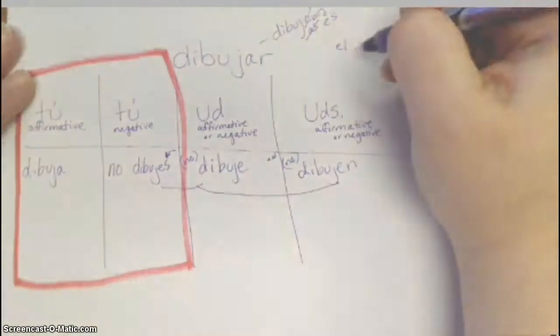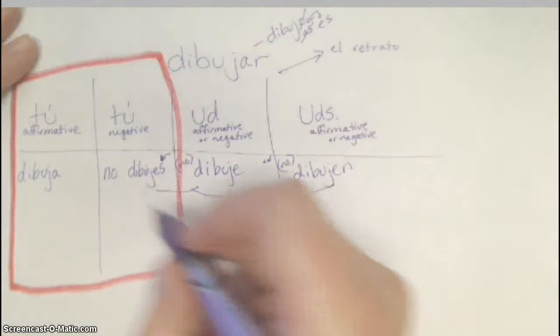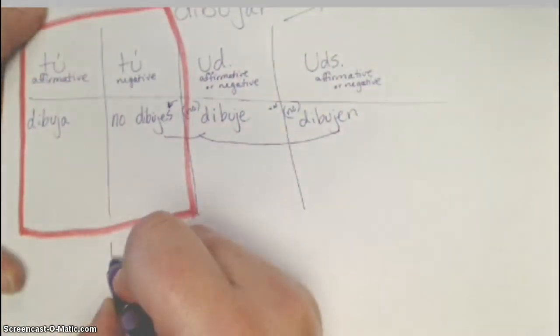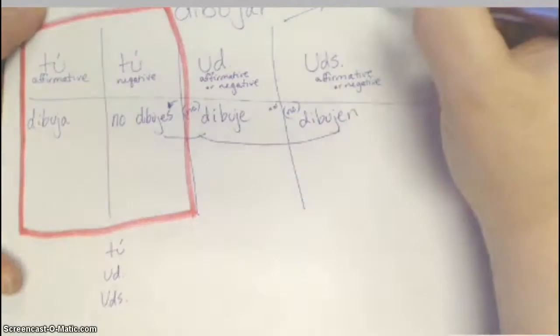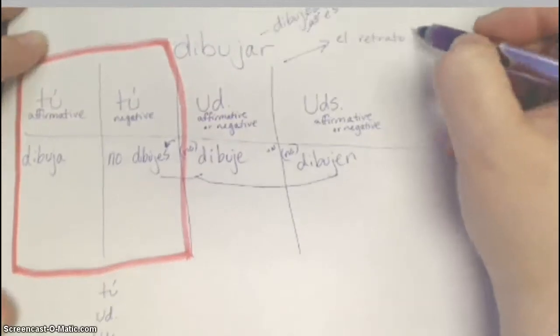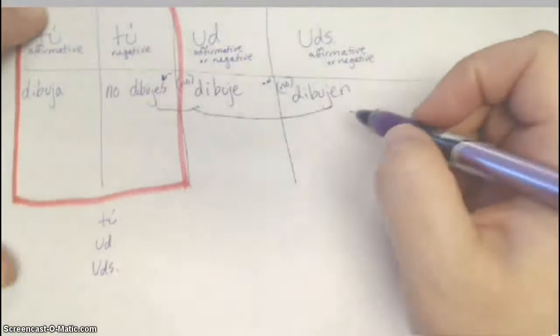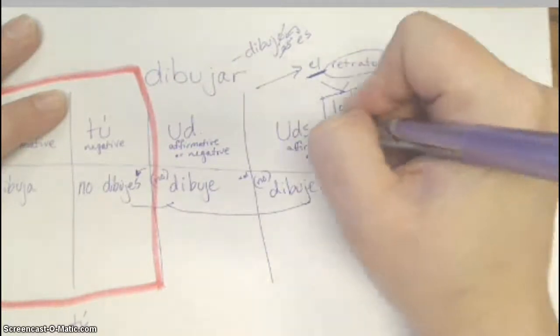Now, let's say I want to say draw the portrait, okay? So the affirmative commands for each of these would be for the tú affirmative, usted affirmative, and ustedes affirmative. Now affirmative, I'm always going to add the direct object pronoun to the end of the verb with the command. If it's negative, then I'm going to put it before it. So if I look at el retrato, it is singular and masculine, so my direct object pronoun would be lo. Hopefully all of y'all know that.